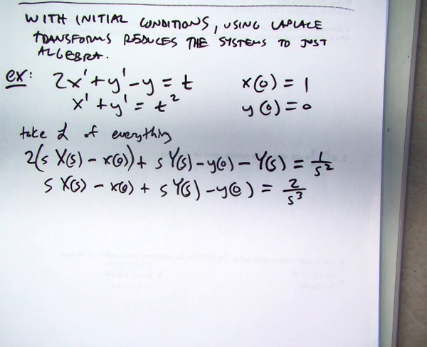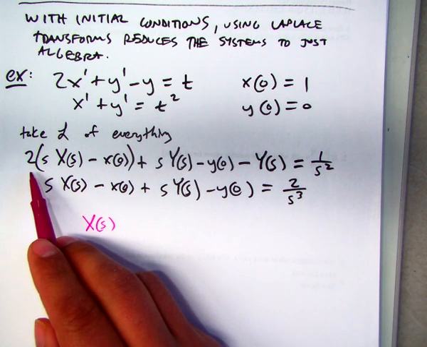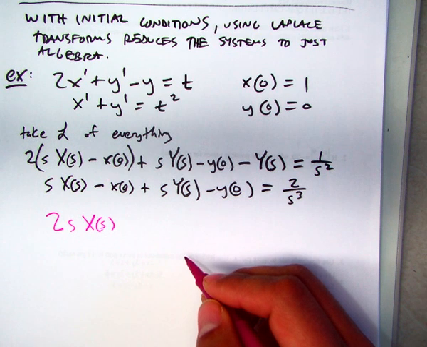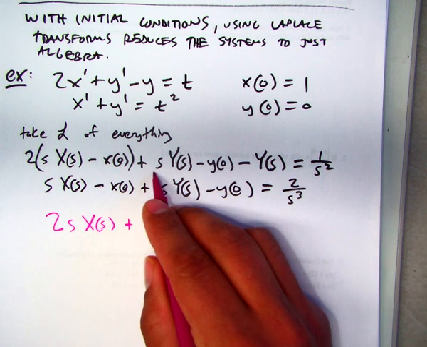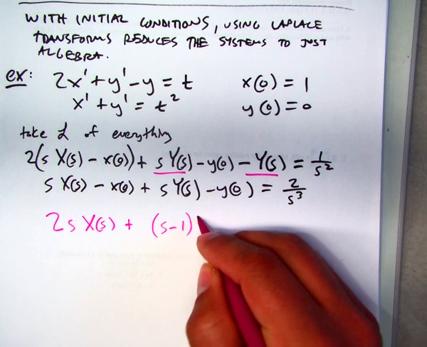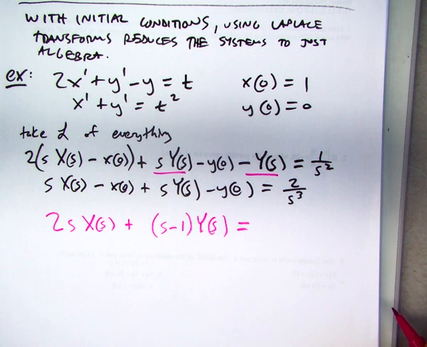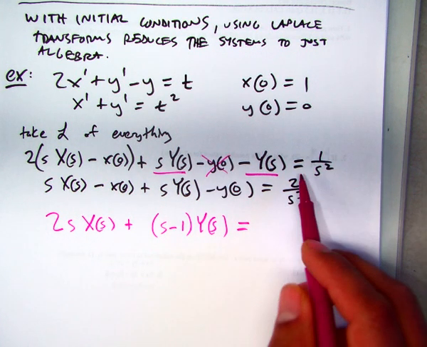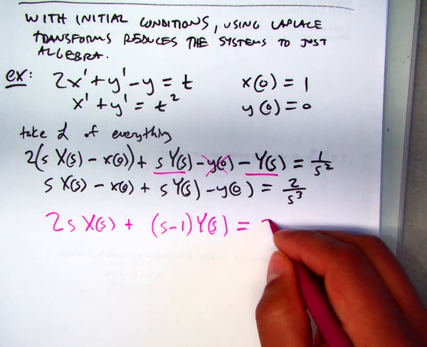Alright, so I'm going to group all my x's together. So from the first equation, I just have 2s plus, and now I'll group Y of s together. So I'm going to have s minus 1, and I'll get everything else on the other side. y of 0 is going to cancel, because that's equal to 0. x of 0 is 1, so that's actually minus 2, so when I move it over, it becomes 2 plus 1 over s squared.